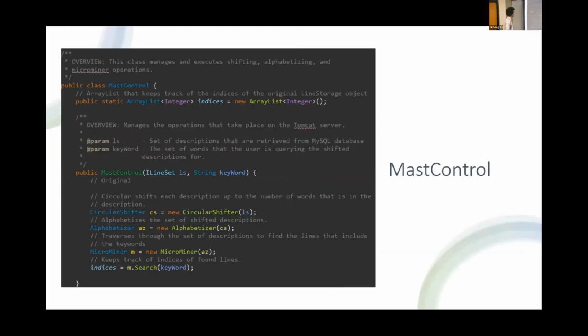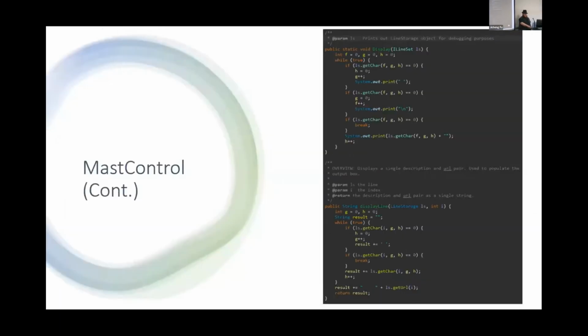Awesome. So now we have master control. Master control is the heart and soul of everything. It manages and executes certain operations like circular shifting, alphabetizing, and the microminer. And then it also gathers the indices needed for later in the online implementation.